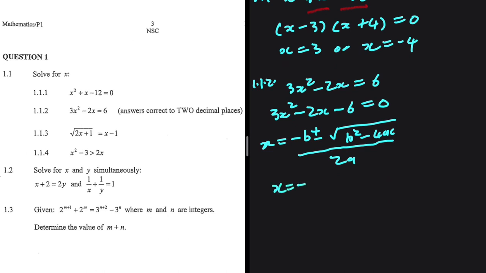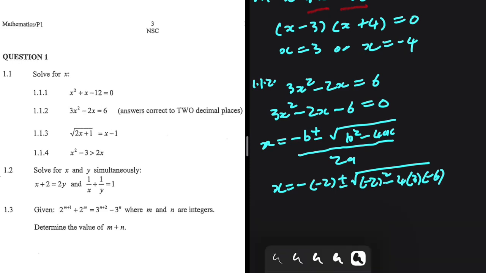b is the coefficient of x, which is minus 2, plus or minus the square root of b squared, again minus 2 squared, minus 4ac. a is 3 and c is minus 6. c is the constant and a is the coefficient of x squared. We are supposed to divide everything by 2a. We know that a is 3.